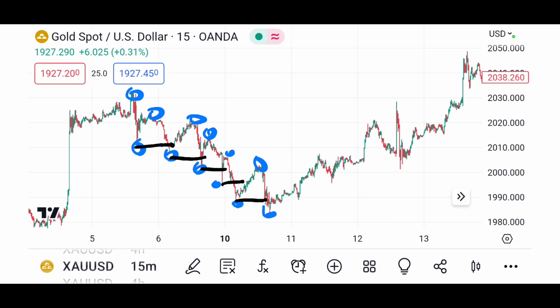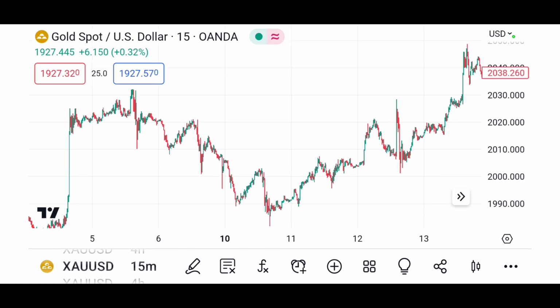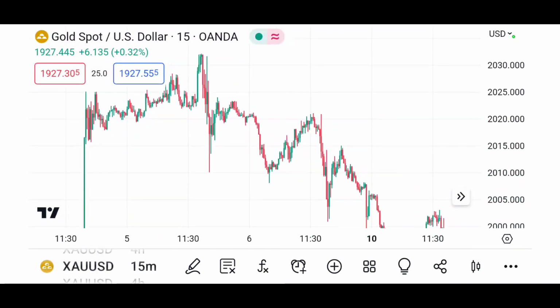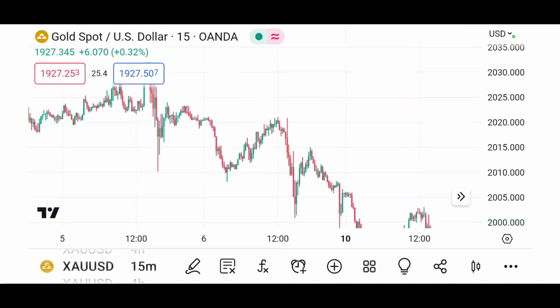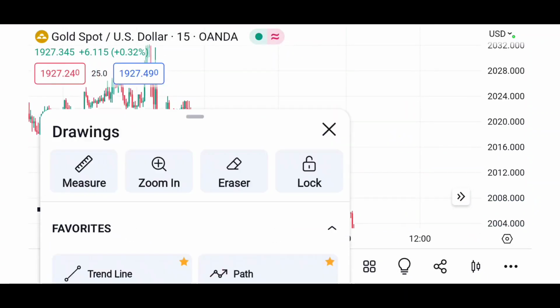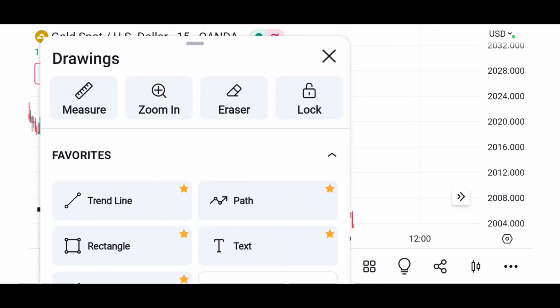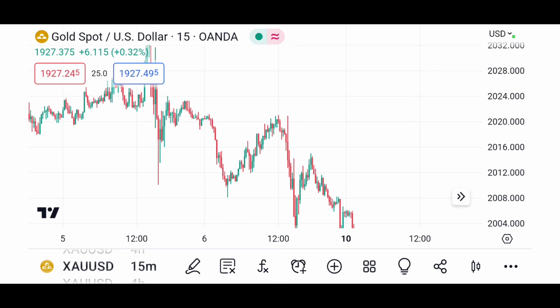Then we can see clearly our internal structure. So if we take a close look at this, you can see that we have an internal structure here. As you can see, our internal structure, so this.